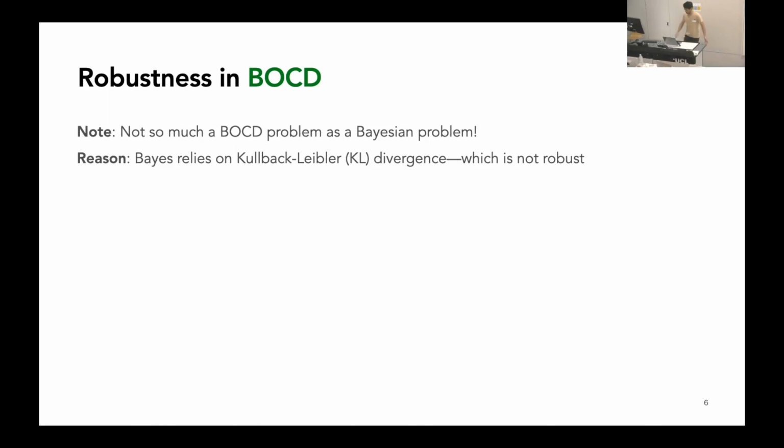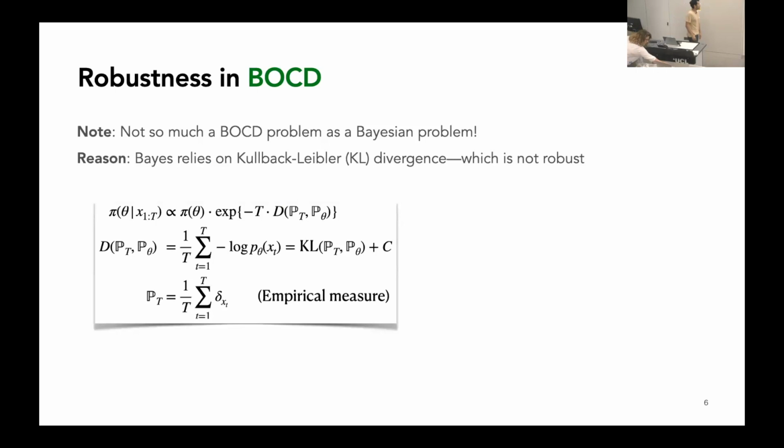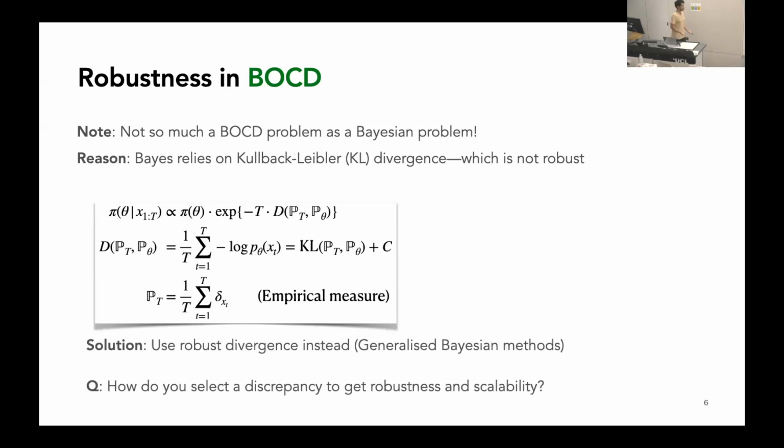How it relies, I think we already have discussed this, but the thing is the posterior of the parameters is the prior times the exponential of minus t times some divergence, and when you consider this divergence as the KL, then you get the standard Bayes posterior, and that's not robust. So the solution is to use a robust divergence instead of the KL, and this is called a generalized Bayes method that Takuo already discussed.